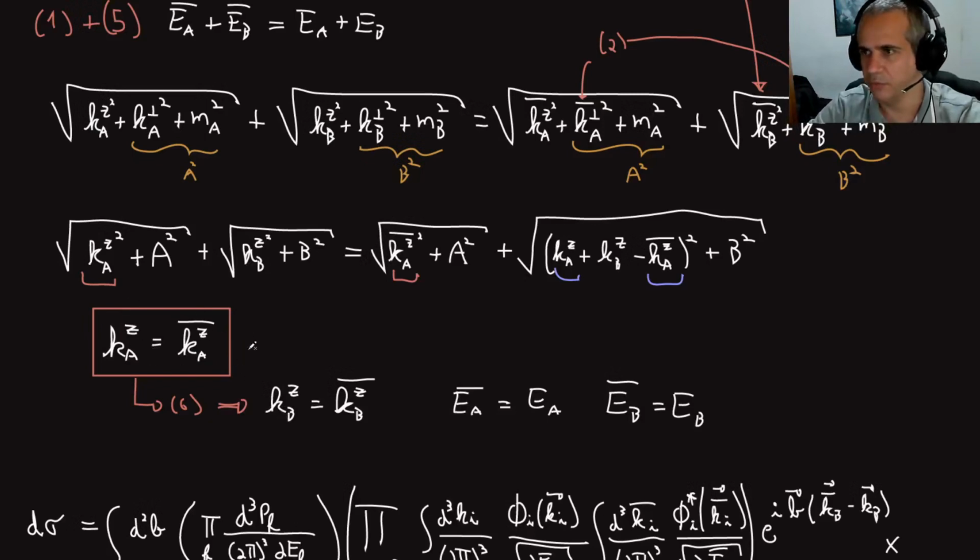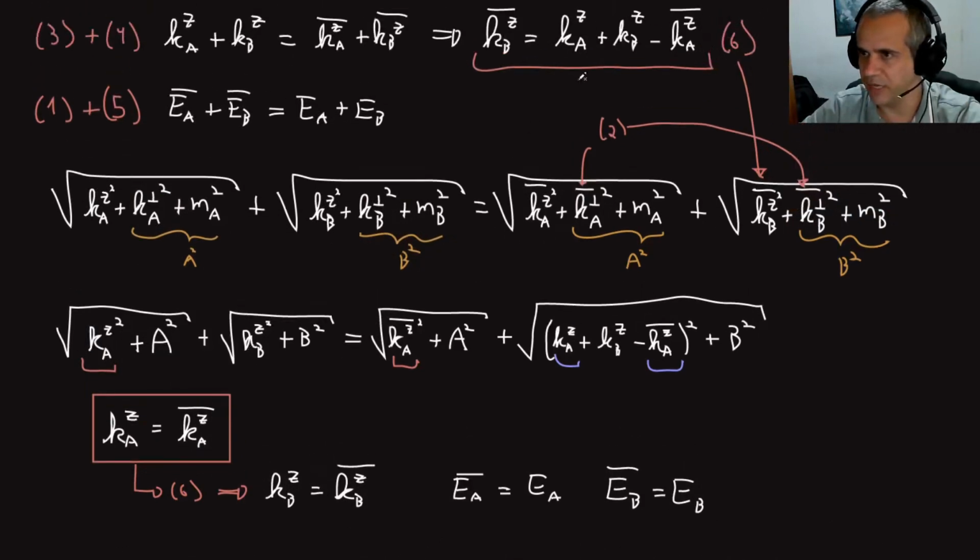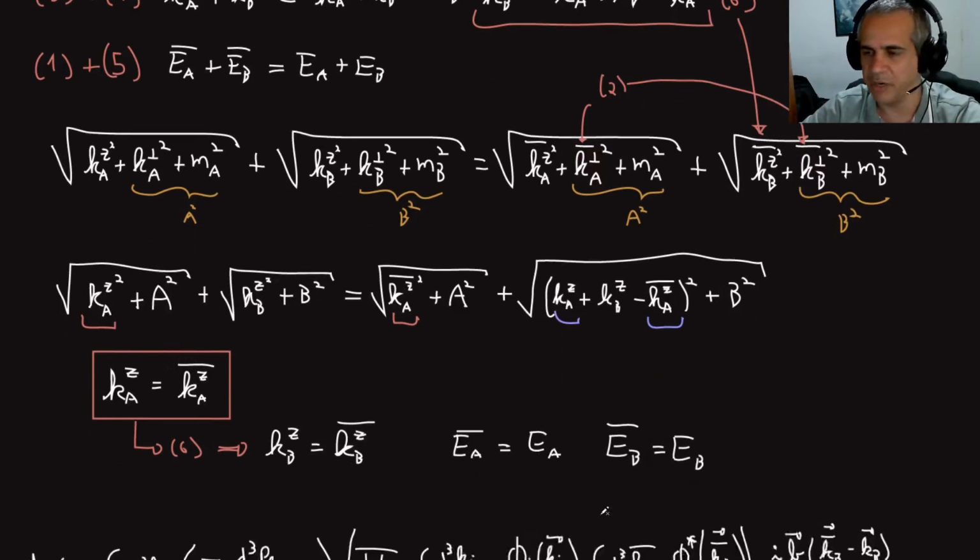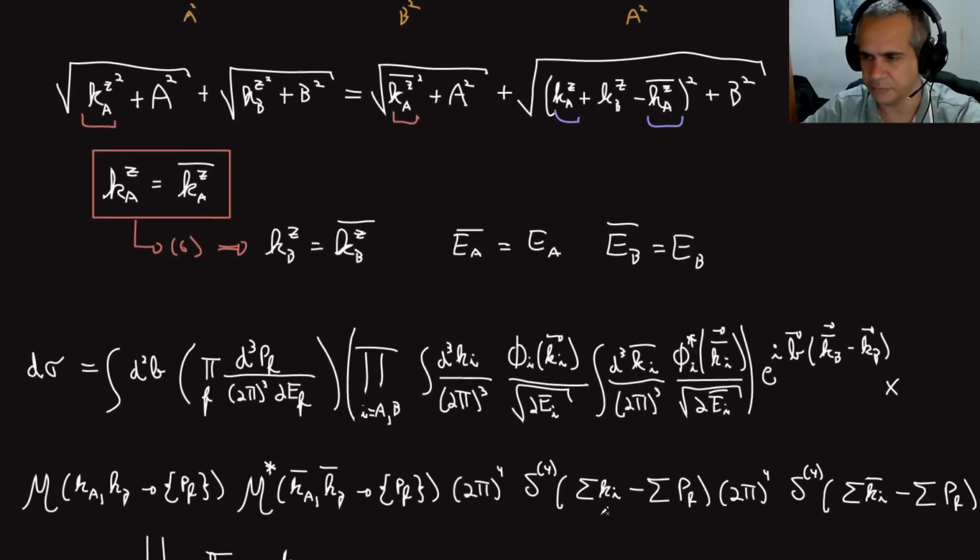If I go back to condition 6 with that, kza and kza bar are the same, that means kbz bar and kbz are the same, and then both the perpendicular and the longitudinal components of the momentum are the same, that means the energy is the same. So I basically prove that all bar variables are the same as the ones without bar once I start doing the integral.